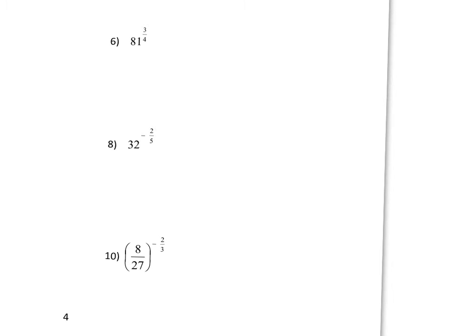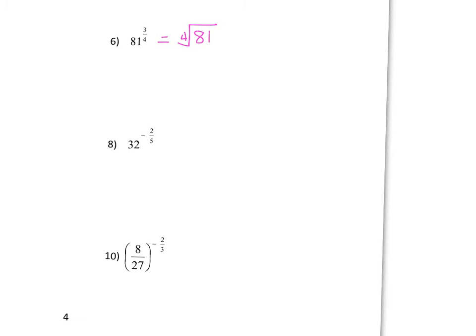All right, so when we have a fractional exponent or a rational exponent, again, the numerator represents the power and the denominator represents the root. That's why we say power over root. So we can rewrite this as the 4th root of 81 to the 3rd power. All right, so let's do that. We're going to rewrite this as the 4th root of 81 to the 3rd power.